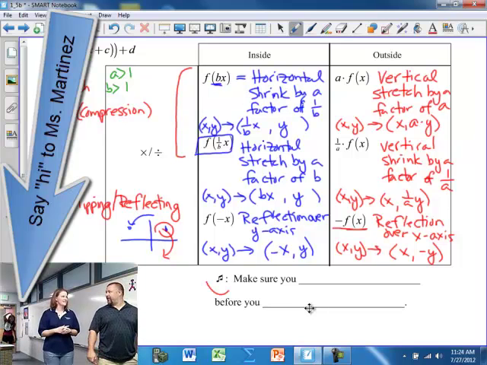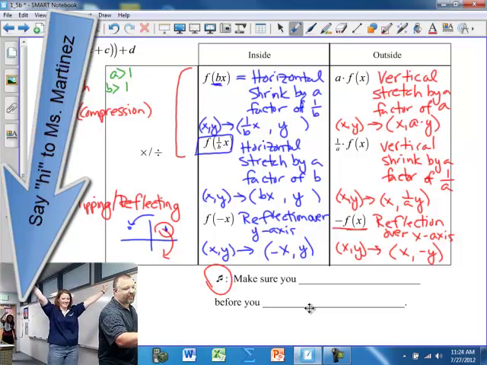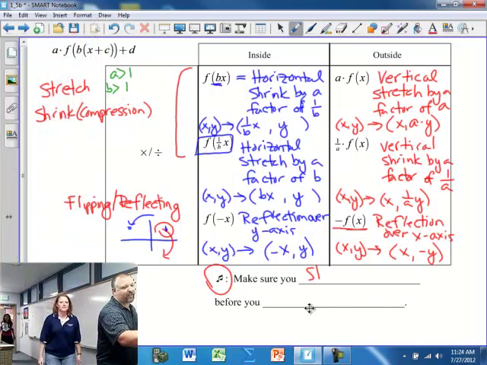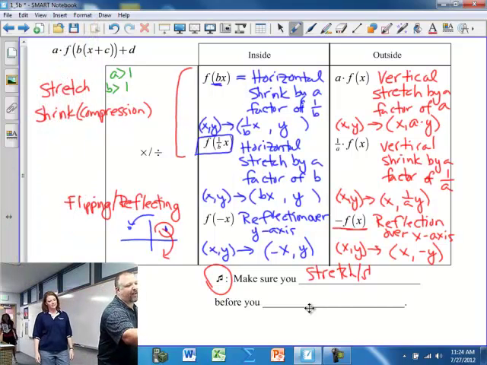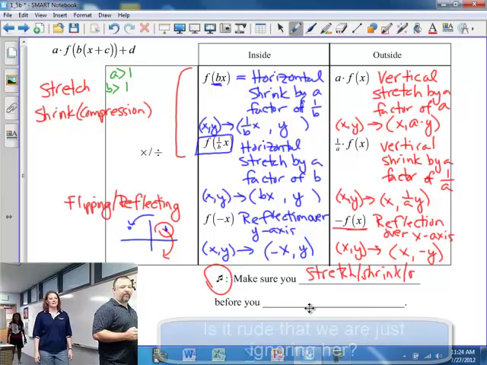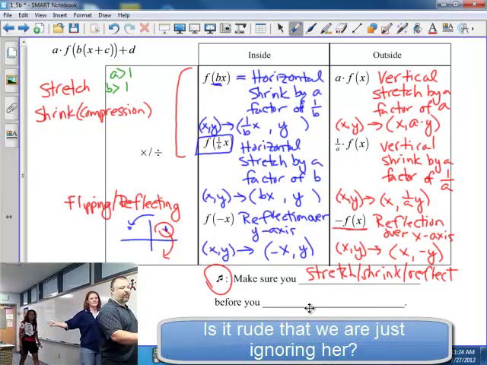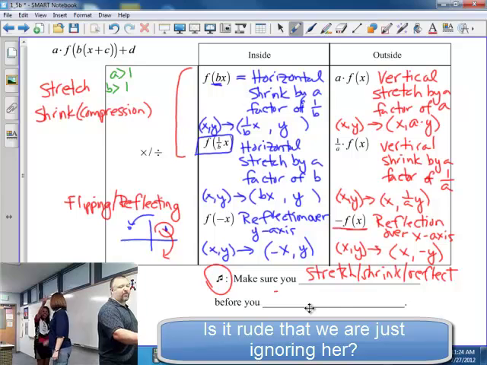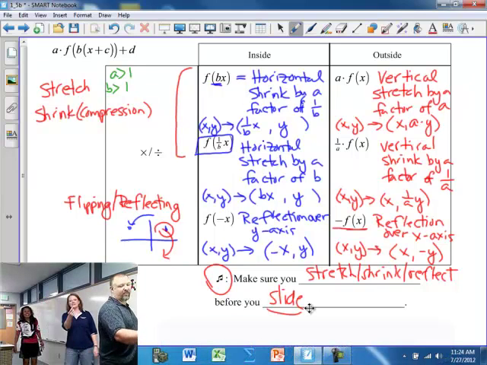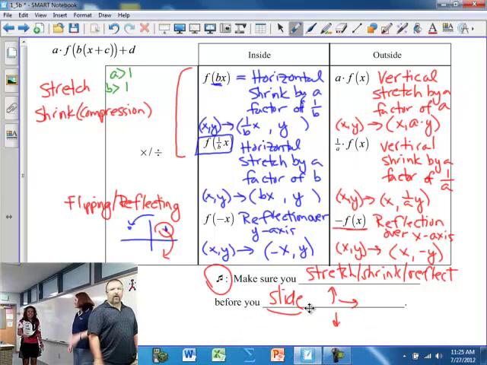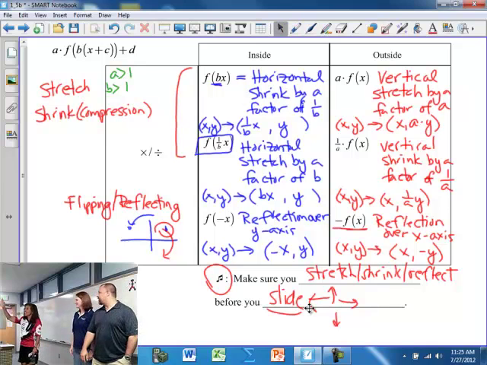Important note: make sure you do what first? You have to stretch, shrink, or reflect before you slide. Slide means move up, down, left, or right.